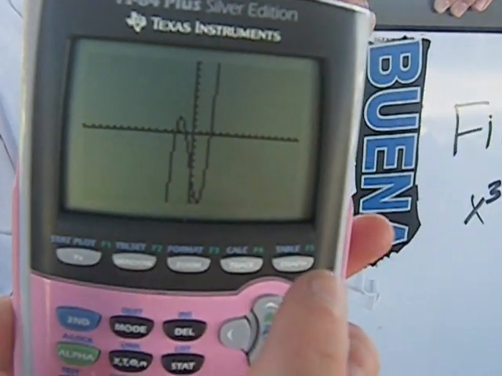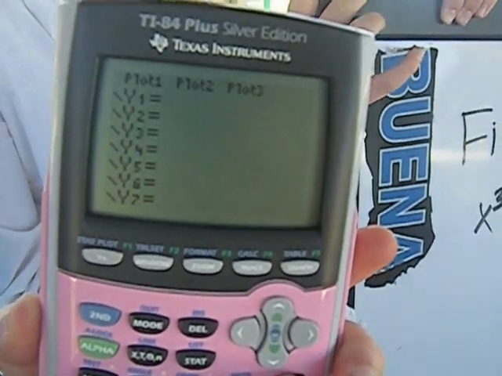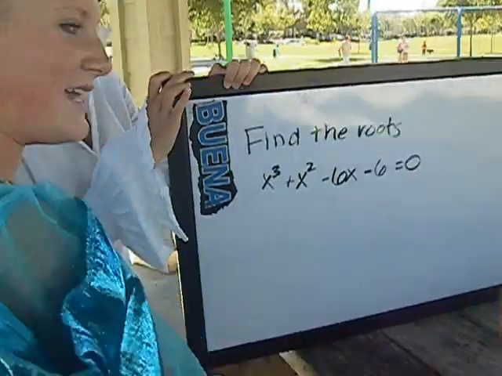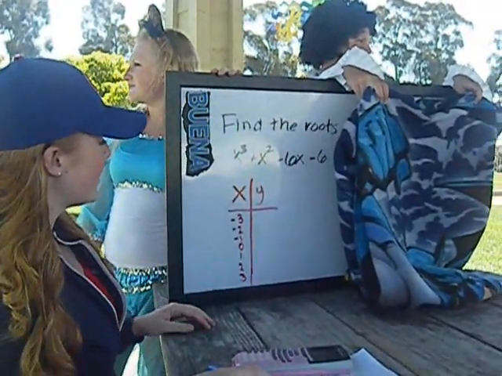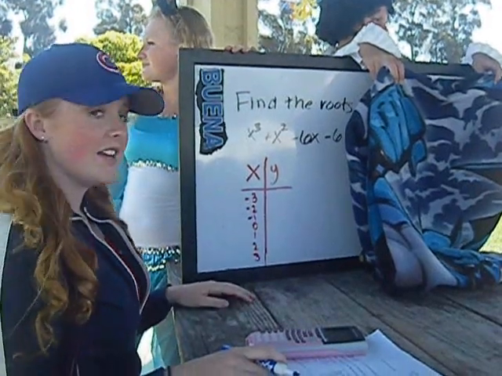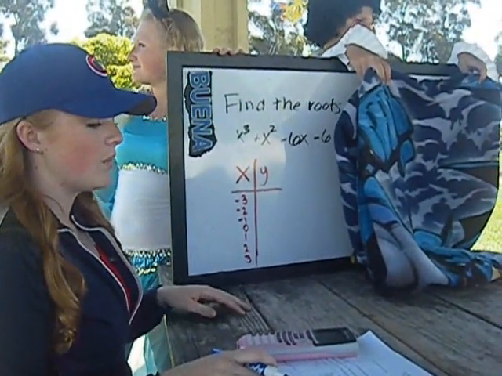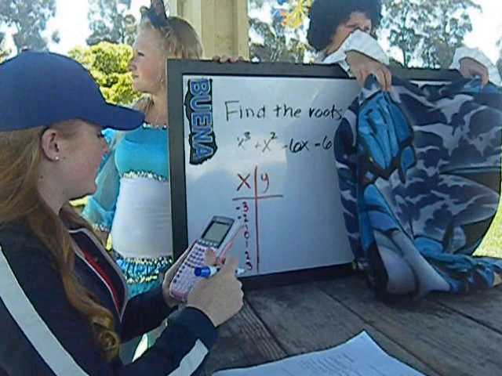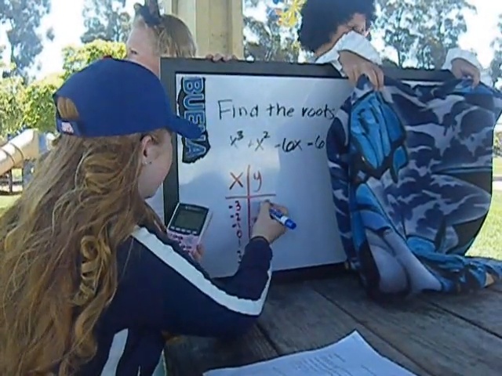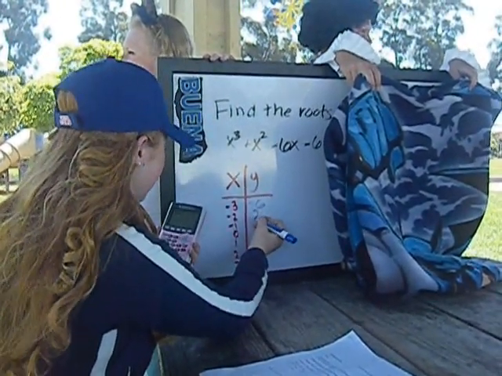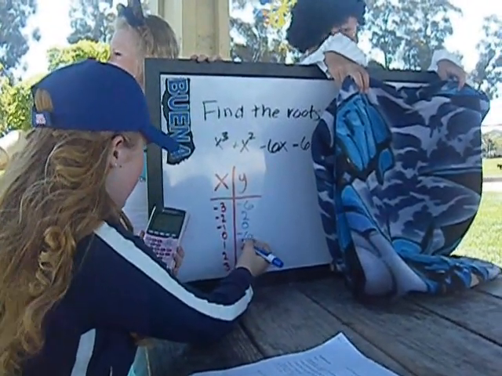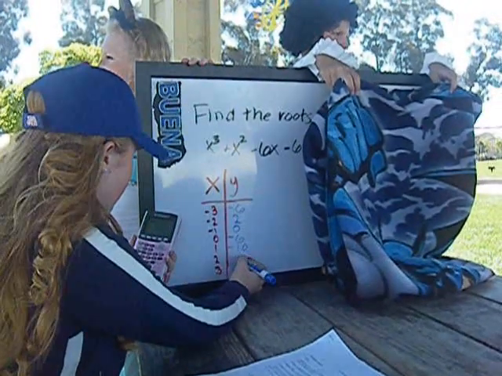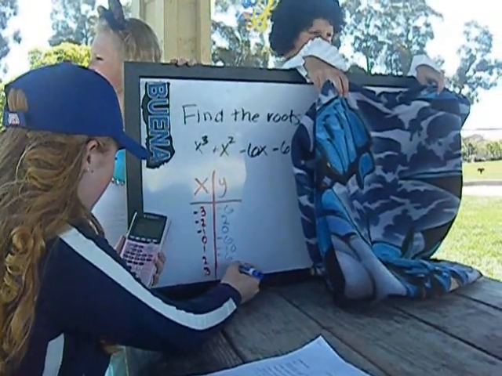The second way is to make an xy table. The other way you can do it is by hand. You have to make an xy table using points like -3, -2, -1, 0, and 1, 2, 3. When you plug the points into the equation, you get -6, 0, 2, 0, -6, -10, -6 again, and 12.